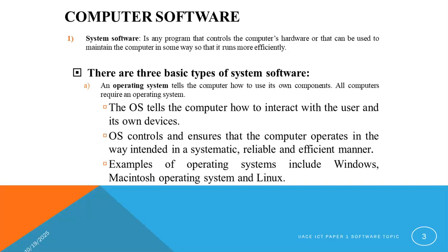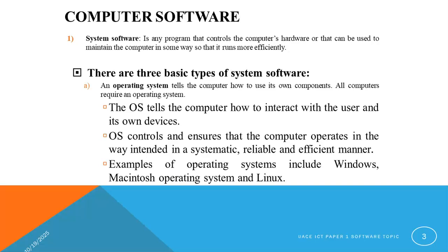These are the basic types of system software. You can look at an operating system. As the name defines it, it tells the computer how to use its components and all the components that are required by the computer. The OS, or what we call the operating system, will tell the computer how to interact with the user and its own devices. It ensures that the computer operates in the way intended, systematically and in a reliable manner to the user.